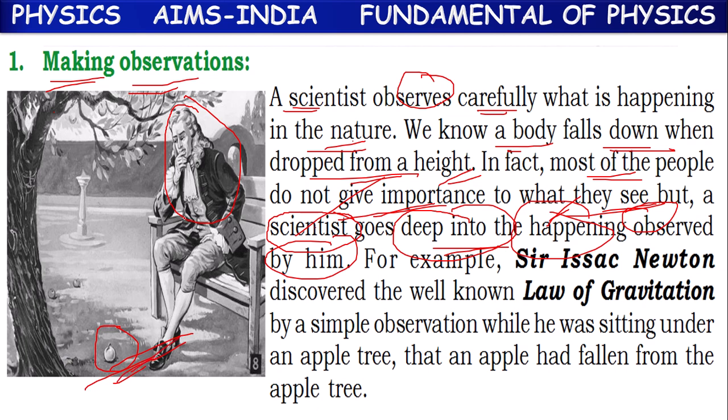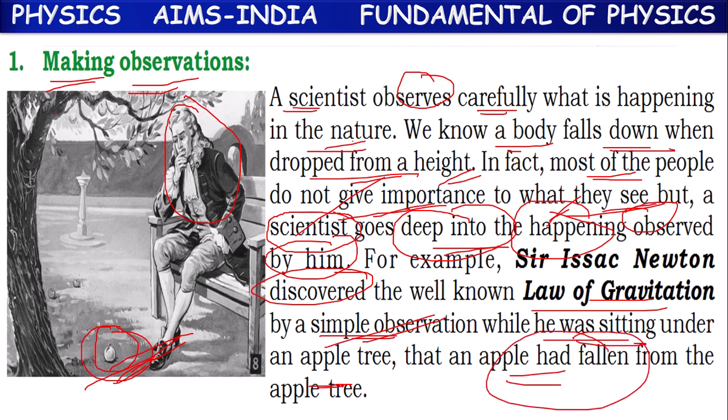So by this simple observation, the falling of an apple, Newton proposed the law of gravitation. He discovered a new law by simple observation. That too, while he was sitting under an apple tree, an apple had fallen. Because of that simple observation, he found the law of gravitation. That is the special character of a scientist.